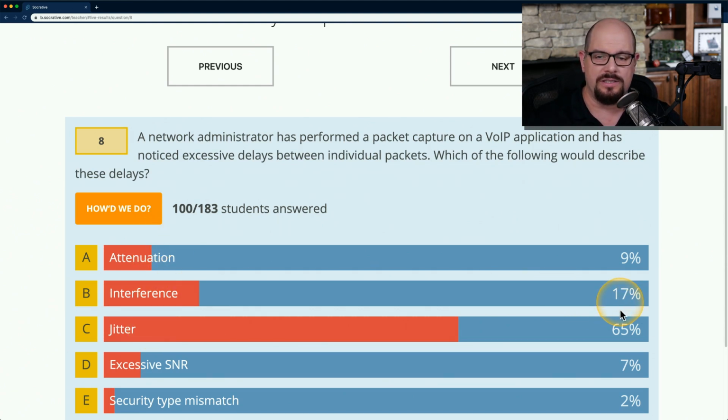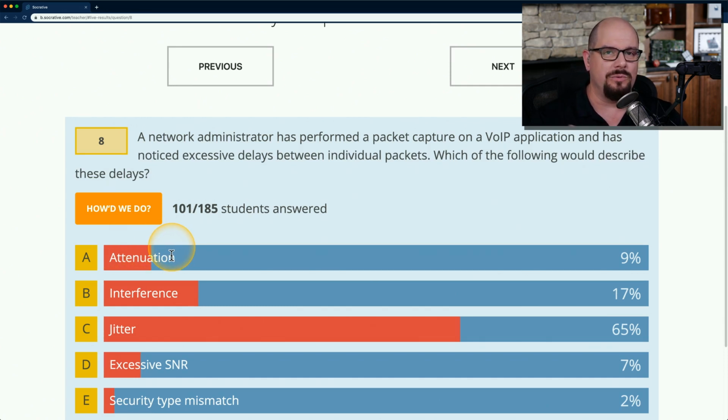Attenuation, let's go first. The 17% of you said interference. Interference is when the information turns into garbage. It's something where there may be a light or some other third-party type of device causing a problem with the signal across the network. This doesn't have to do with delays between the packets. This has to do with the packets getting garbled themselves. That would be interference. Attenuation is when the individual packets, the signal just goes away. That's attenuation, when we're simply losing the signal. The signal was here, and then all of a sudden the signal's not there anymore. That's attenuation. So that's not our situation either.